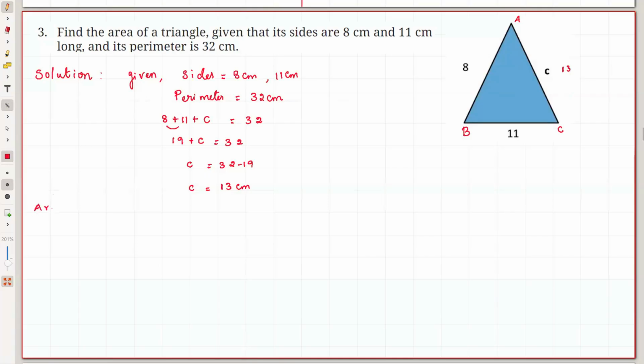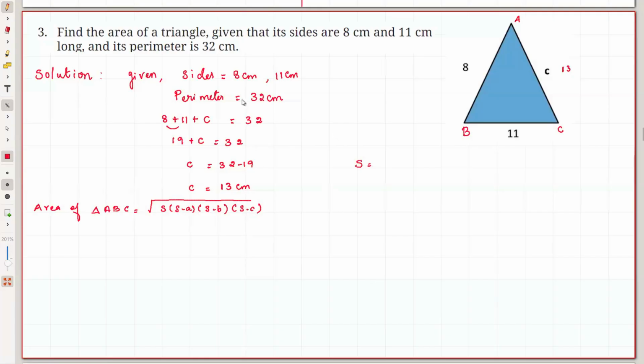Area of triangle ABC. Heron's formula is square root of S into S minus A, S minus B, S minus C. S is nothing but the semi-perimeter. So the S value I can just find out.